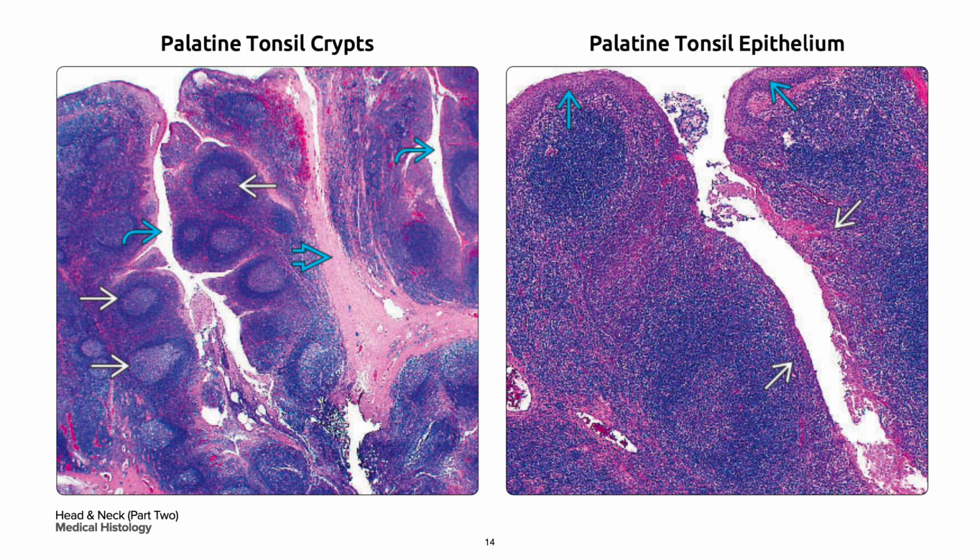On your right is the surface epithelium, which is non-keratinizing stratified squamous mucosa, in the single blue arrow. It becomes a specialized lymphoepithelium in the crypt zones, in the single white arrow.